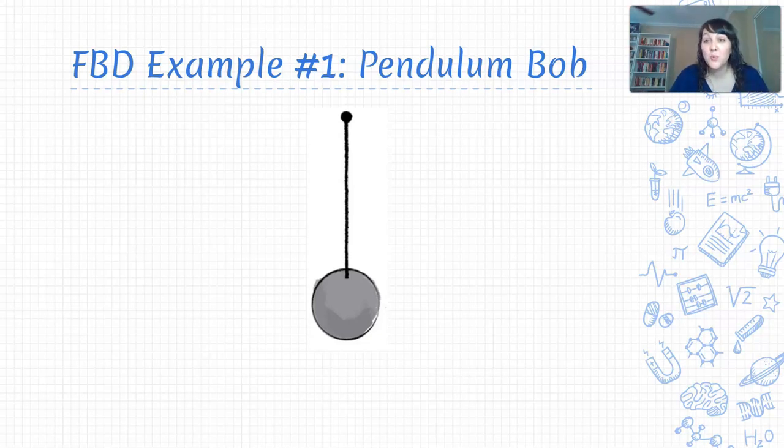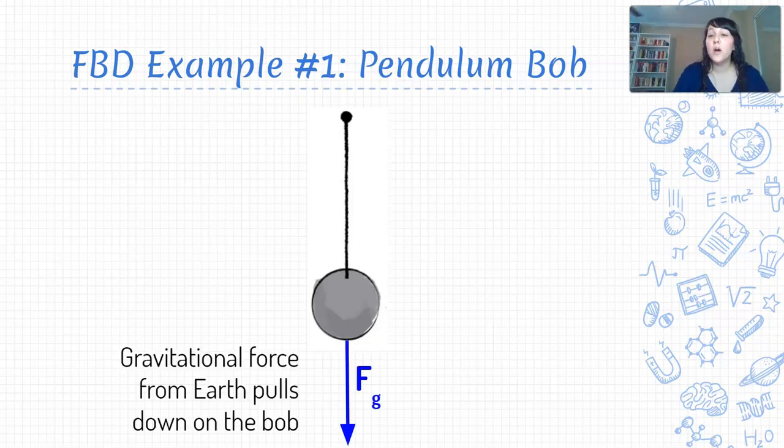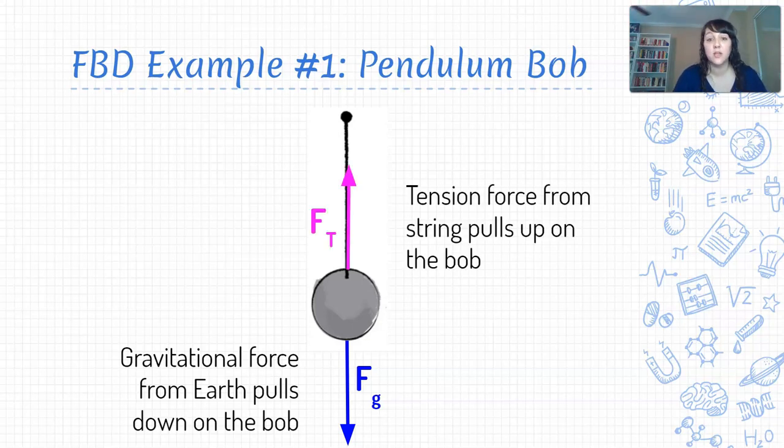I see two big forces acting on this pendulum bob. One is the gravitational force. Earth is pulling down on our pendulum bob, but our pendulum bob is not accelerating downward because there is an opposing tension force pulling up on the bob at the same time. So two big forces: gravitational force down, tension force up.